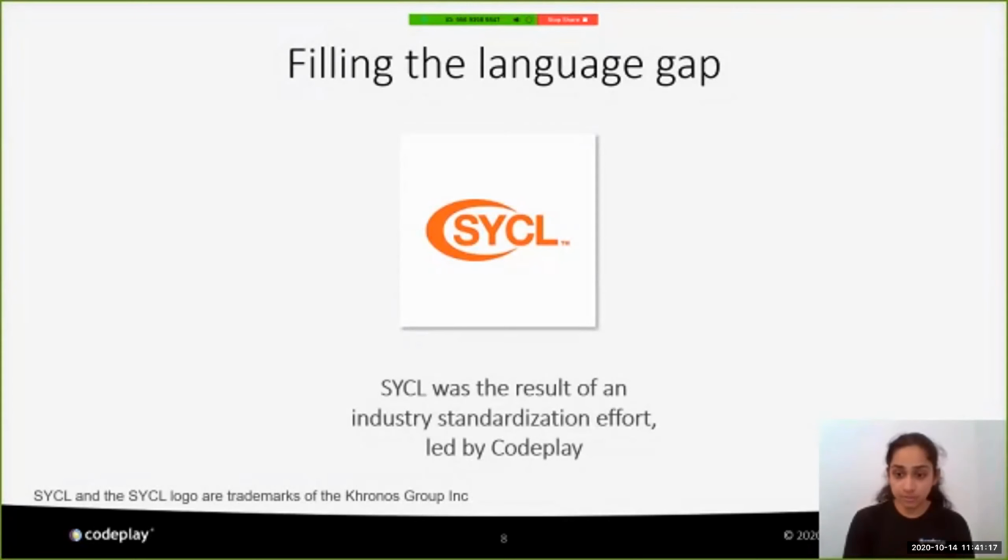To support all of these optimizations, we needed an industry standard for all of the heterogeneous applications on how they can provide performant code, which is also portable across processors that are already available, plus the processors which would be developed in later years. As a result of this, SYCL was introduced. SYCL was the result of an industry standardization effort, and it was led by Codeplay.